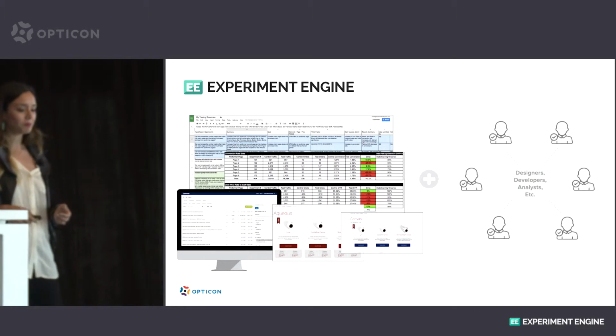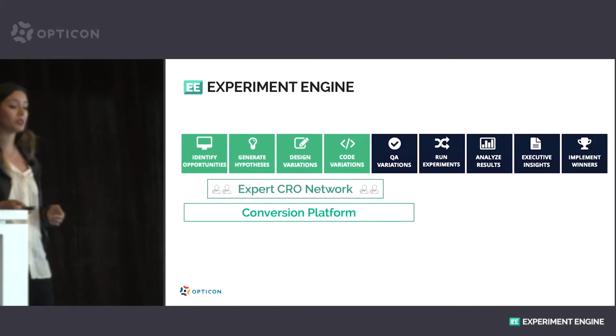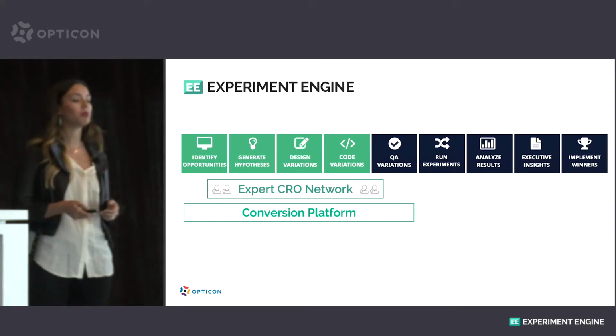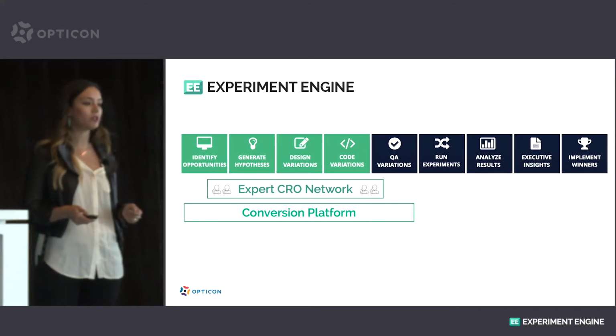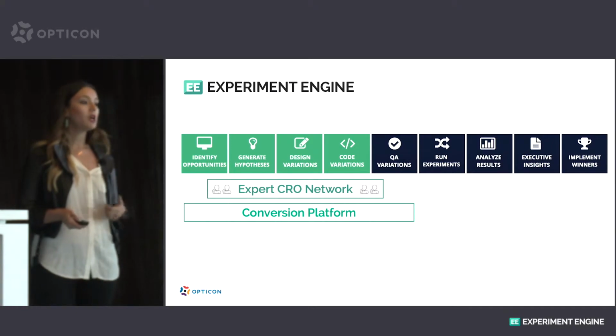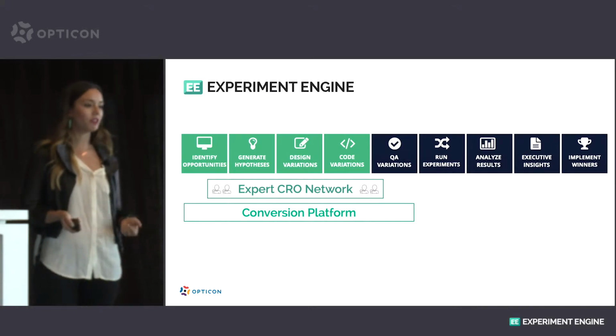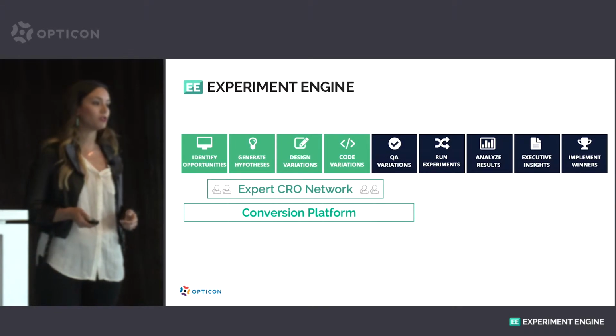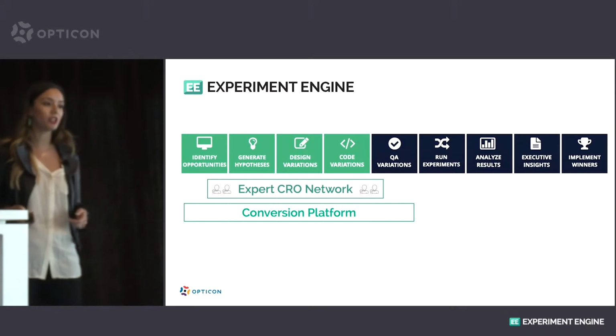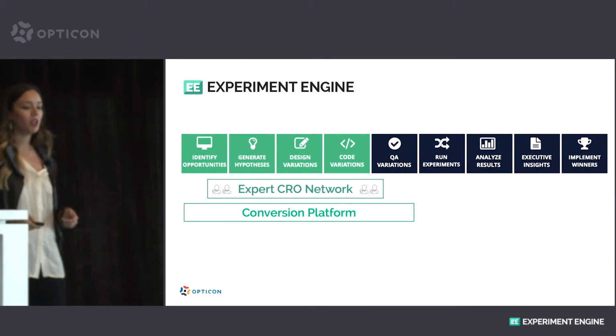So at Experiment Engine, we solved this with two things. One, we've built a conversion optimization platform right on top of Optimizely using their REST API that helps you identify opportunities, plan and manage your hypotheses, and then we have a network of conversion rate optimizers that are there to turn around on-demand test variations for you to run right in Optimizely.